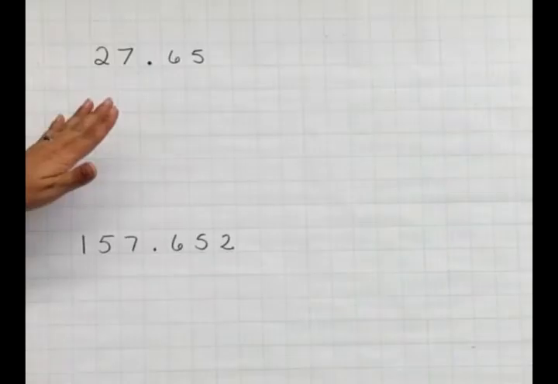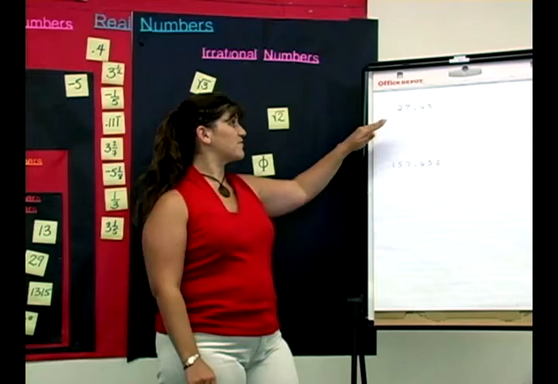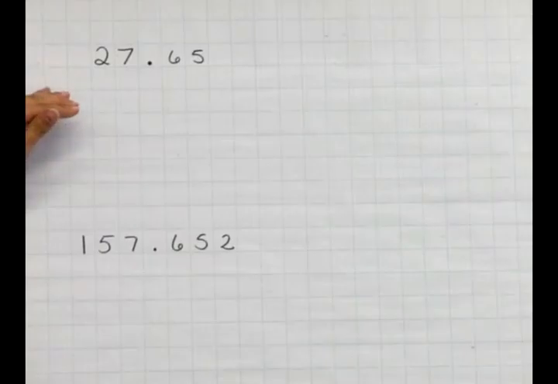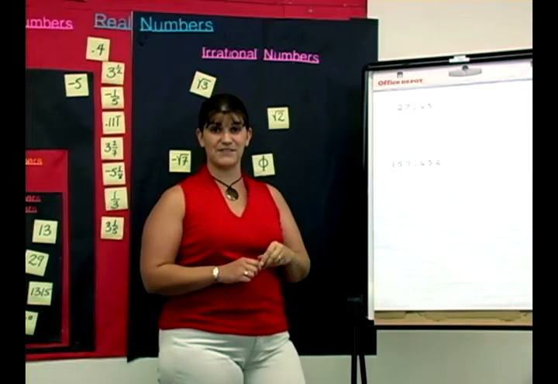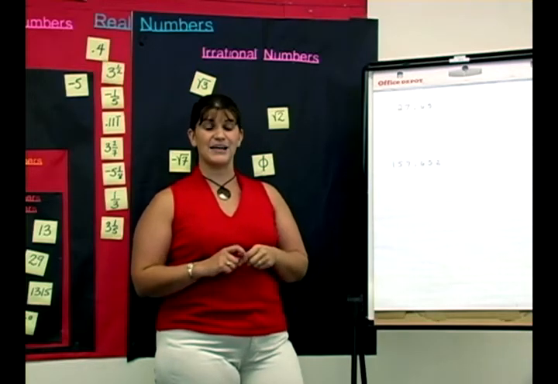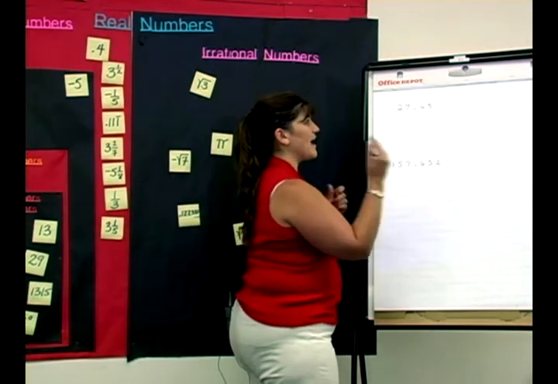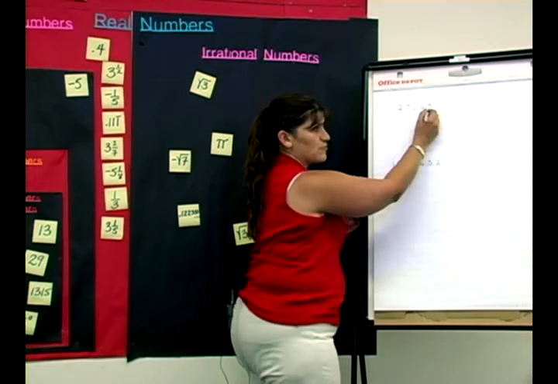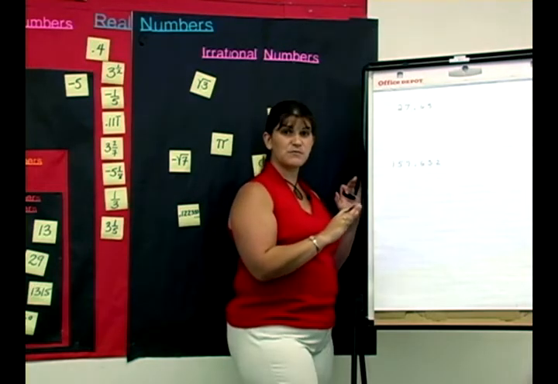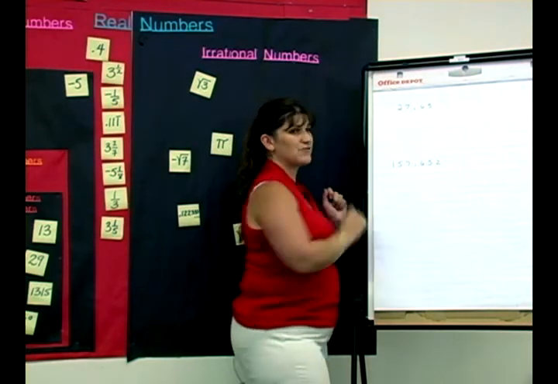So I have two problems that I'm going to work out to show you. The first problem, 27.65. We would say this 27 and 65/100. We're going to add 12.3. Now, I can't write 12.3 just anywhere. Some people get these problems wrong because they don't line up the decimals.